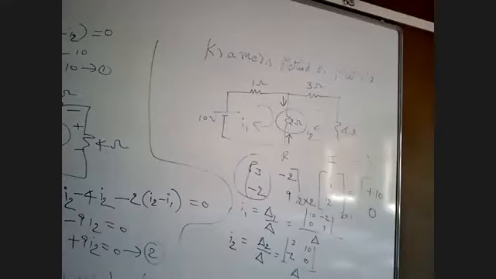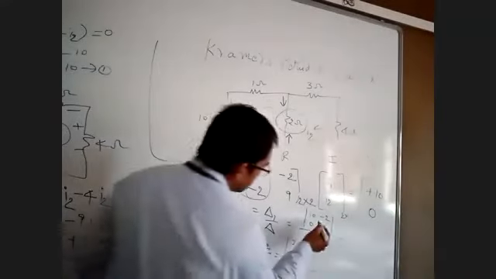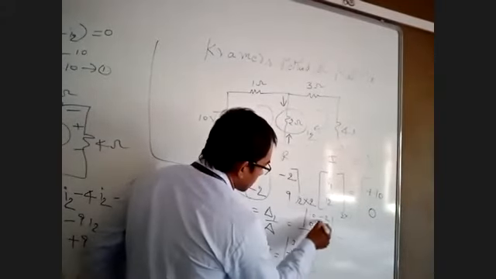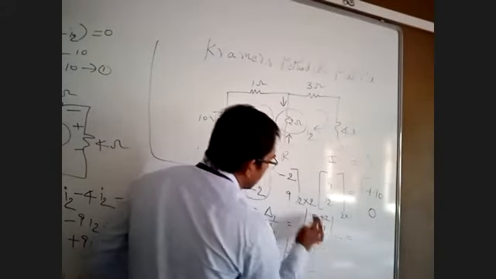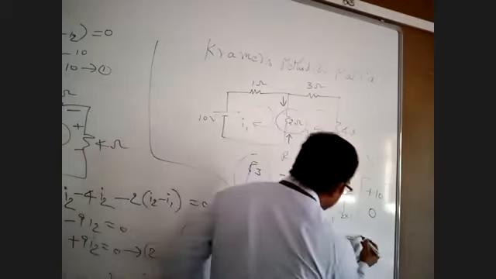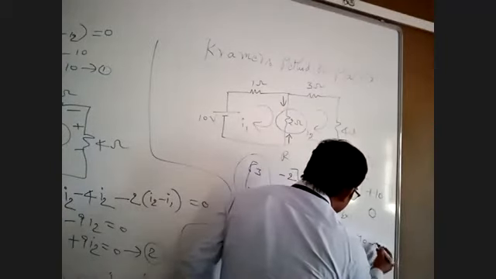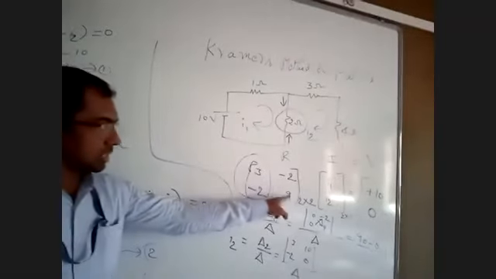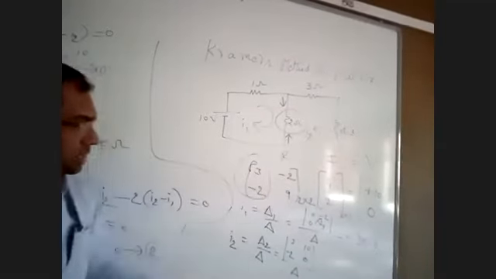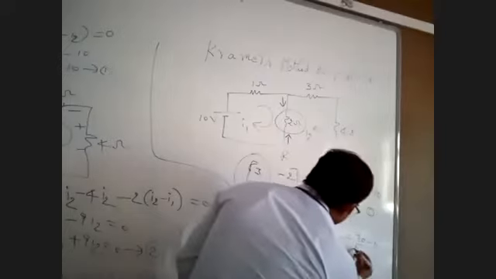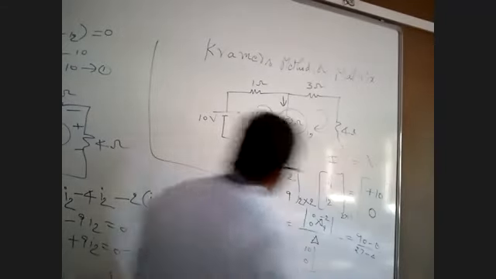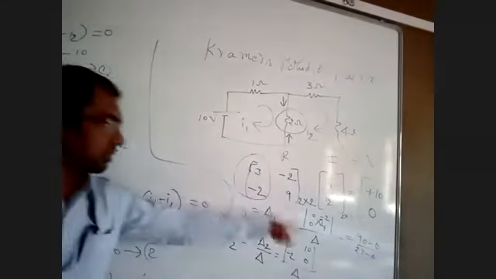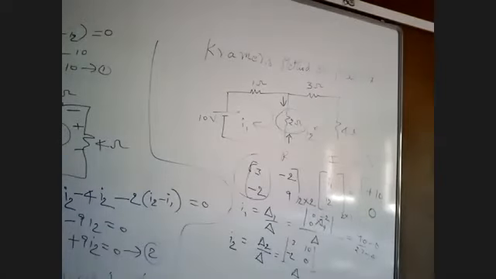Now determine the determinant. 10 into 9, 90, minus 0. What is the determinant of this matrix? 3 into 9, 9 into 3, 27, minus 4. Minus of minus is plus again. Delta is the determinant of that matrix.